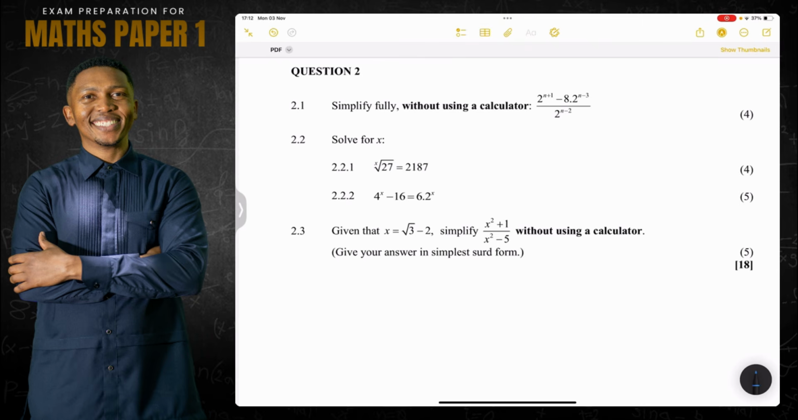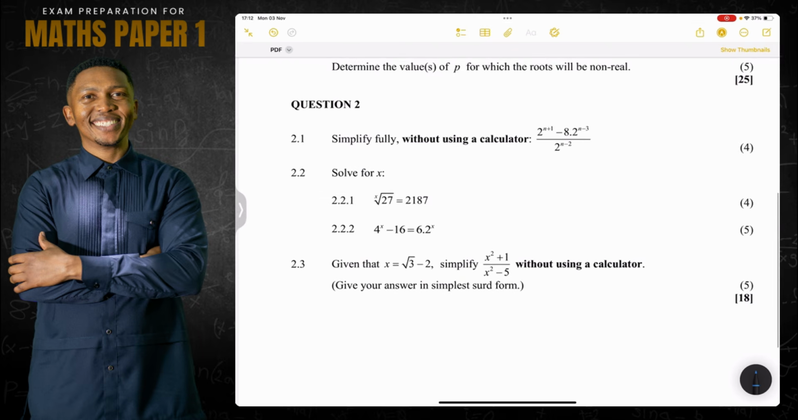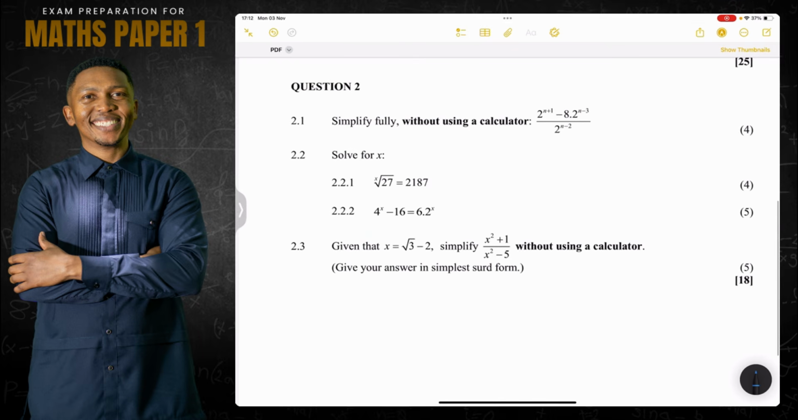Good day, everybody. And once again, we're back together. So, we're looking at question number 2. We are looking at the Eastern Cape November exam from 2023.